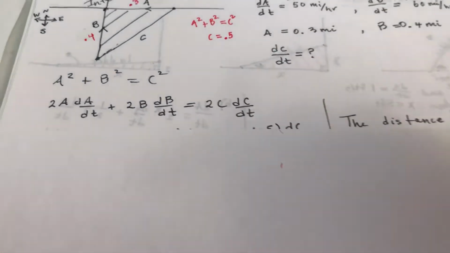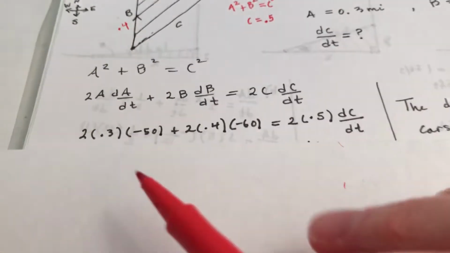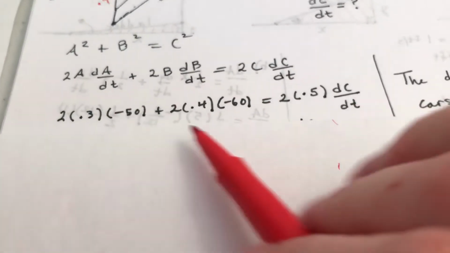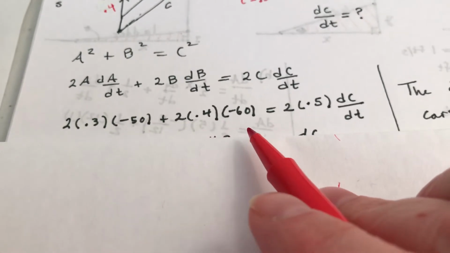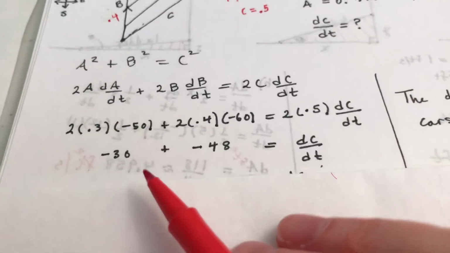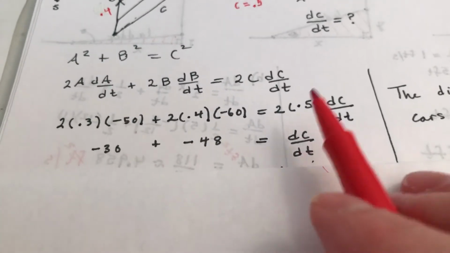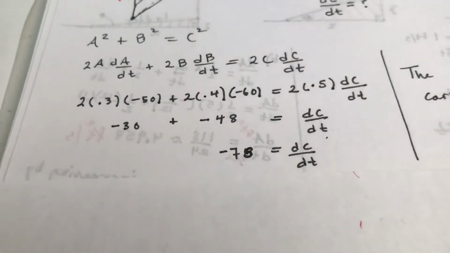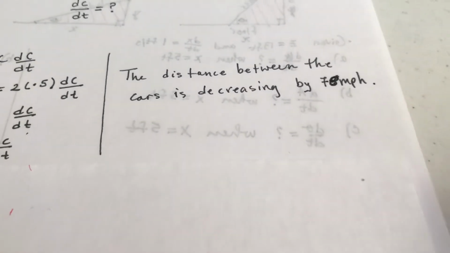So what I do here is substitute in all my values. I put in 2 times 0.3 times negative 50. And notice I don't solve, I just go ahead and do it with numbers in it. Plus 2 times 0.4 times negative 60, equals 2 times 0.5 dC/dt. This gives me negative 30, negative 48, and 2 times 0.5 is 1. And I get negative 78 dC/dt. So we would say the distance between the cars is decreasing by 78 miles per hour.